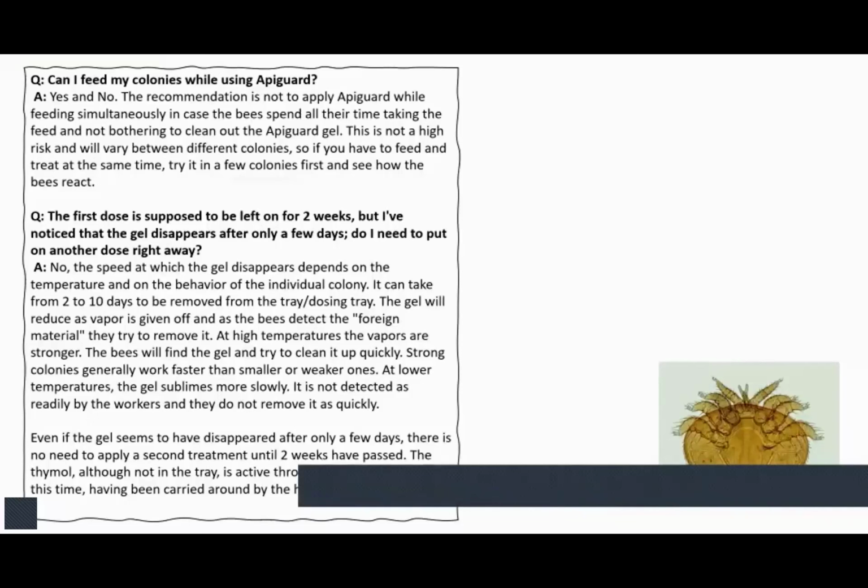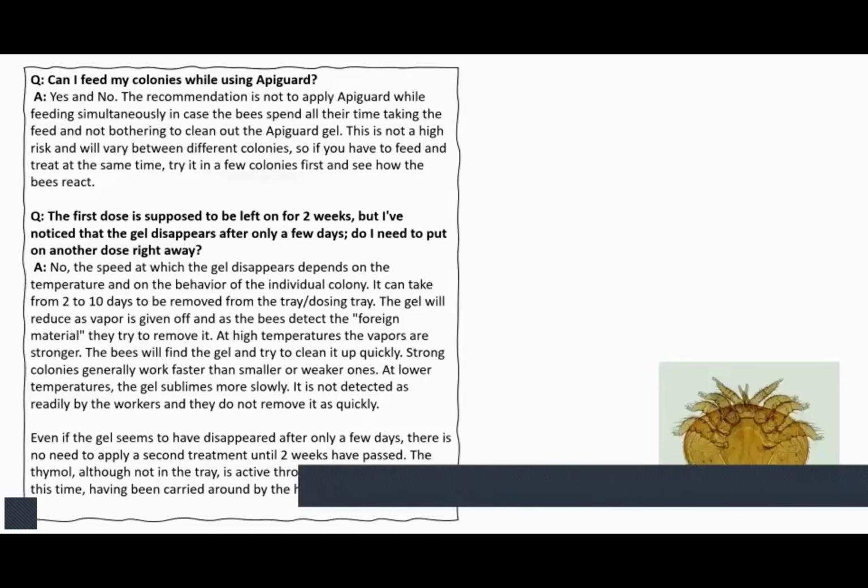And they say no. The speed at which the gel disappears depends on the temperature of the hive and on the behavior of the individual colony. It can take from 2 to 10 days to be removed from the dosing tray, and the gel will reduce as vapor is given off, and as the bees detect the foreign material, they will try to remove it. At high temperatures, the vapors are stronger.